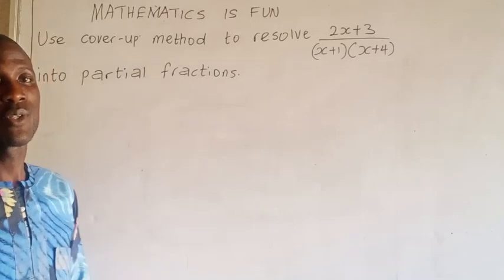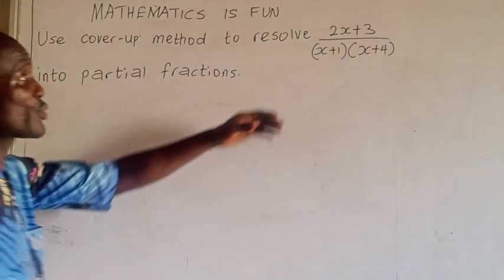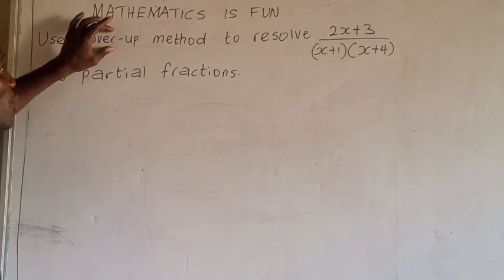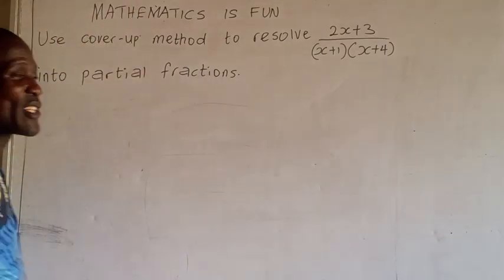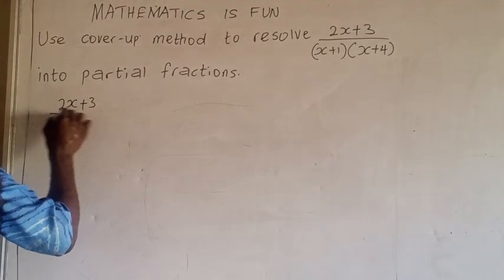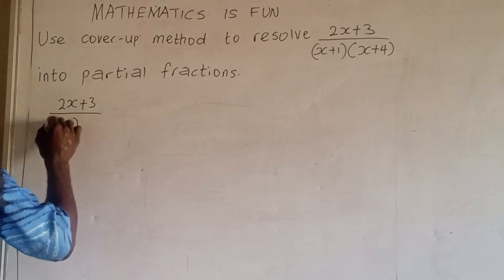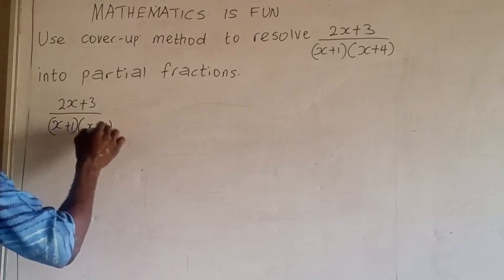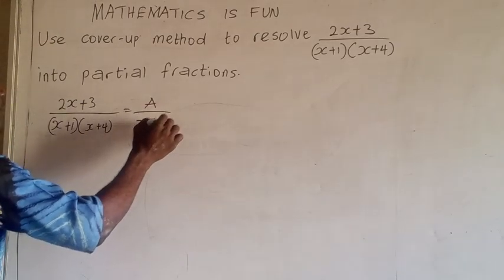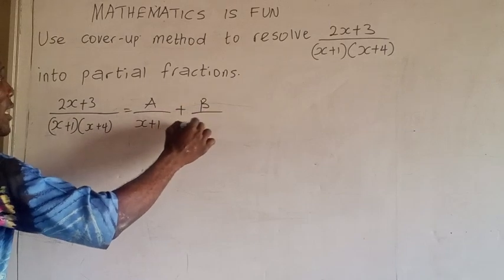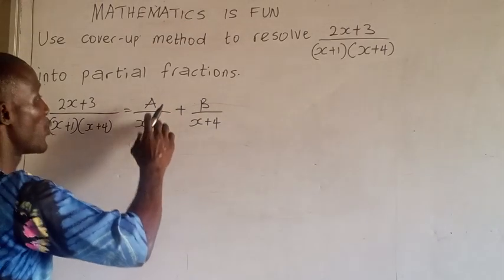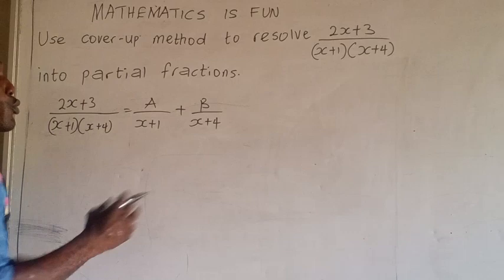In this video edition, we'll be looking at how to resolve a compound fraction into partial fractions using the cover-up method. Let's check what the cover-up method is all about. We are having (2x + 3) over (x + 1)(x + 4). Resolving this is going to give us A over (x + 1) plus B over (x + 4). Since it's the cover-up method, we first have to look for a way of isolating A. So we solve for A.